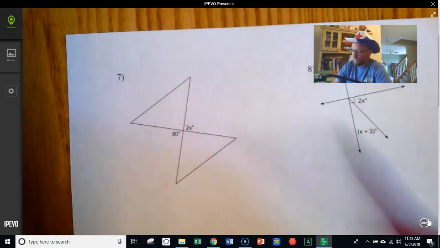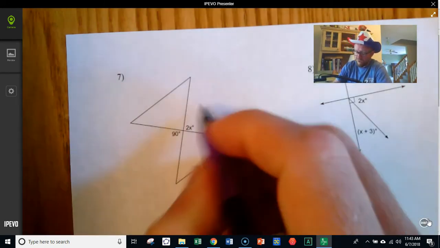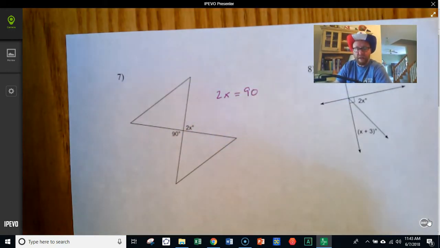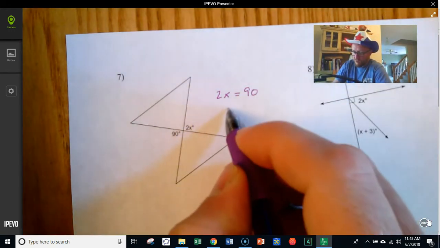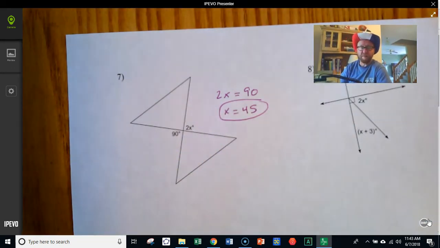Well, these two angles right here are vertical angles, so they have the same measure. So that must be that 2x equals 90. So we'll just divide by 2 on both sides, and x equals 45.